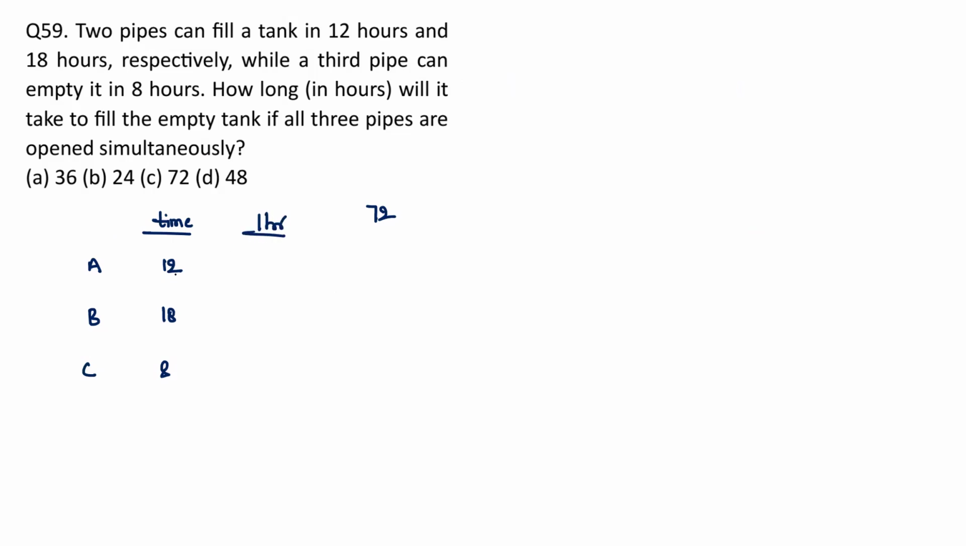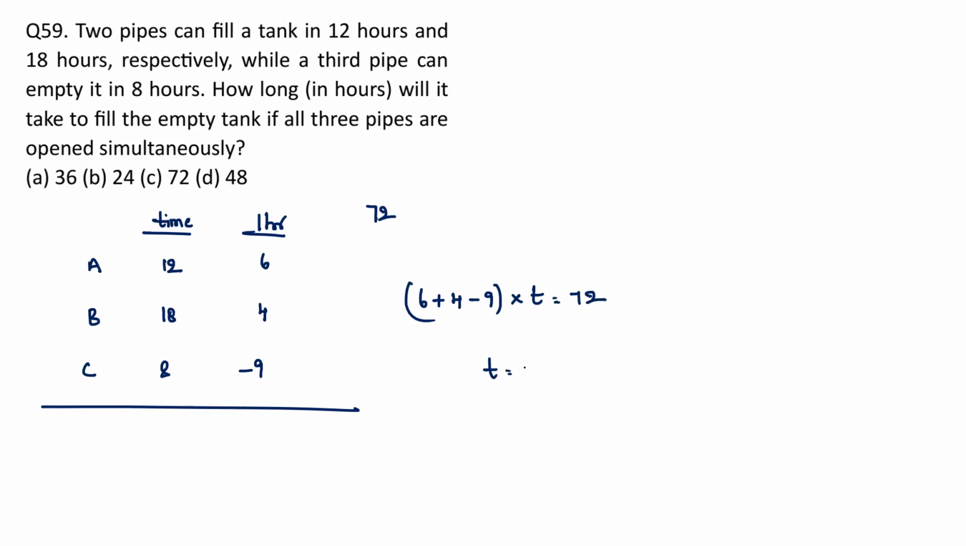Try to find out 1 hour work. 12 hours it takes to do 72 units, means 12 into how much is 72? 12 sixes, 18 fours, 8 nines. The only difference is these two are positive work and this is the negative work. If all of them are open, 6 plus 4 minus 9, so you're only doing 1 unit of work in an hour. So how many hours will it take to complete 72 units? So T is equal to 72 hours. So the answer is 72 hours it will take.